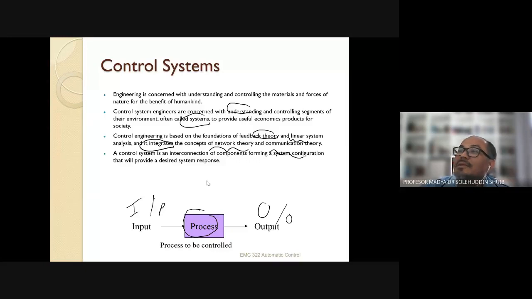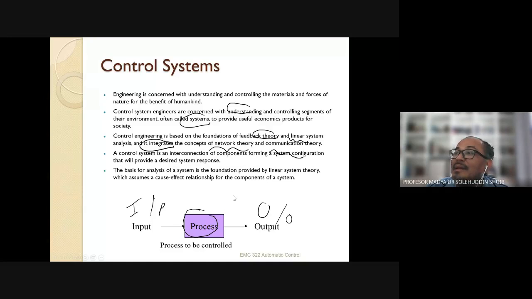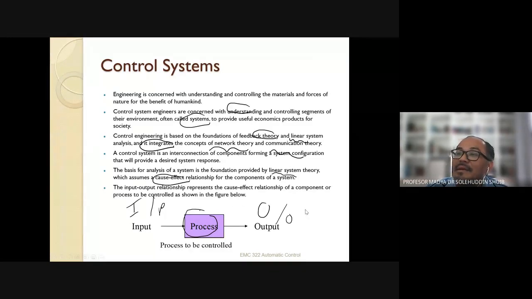So this is what I said yesterday. A control system is an interconnection of components to form a system configuration that will provide a desired system response. It uses linear system theory, and what we have here is the cause and effect relationship for the components of the system. If you look at this figure, the input output relationship represents the cause and effect of the component or process to be controlled.